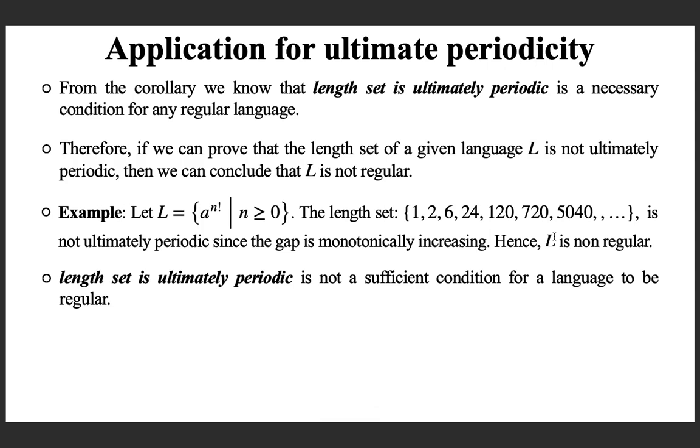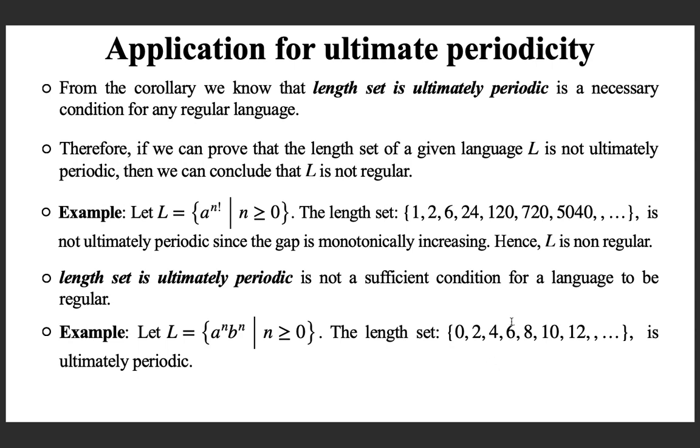The length set being ultimately periodic is a necessary condition, but it is not a sufficient condition for a language to be regular. Very important. Meaning, by looking at the length set being ultimately periodic, it is wrong to conclude that the language is regular. I will give you a counter example. See this language: the set of all a to the power n, b to the power n, where n is greater than or equal to 0. If you look at the length set, it is the set of all even numbers, which is in fact an arithmetic progression and a periodic set. Starting from here, it is a periodic set with period 2. So it is an ultimately periodic set, but the language is not regular. So this condition is not a sufficient condition.